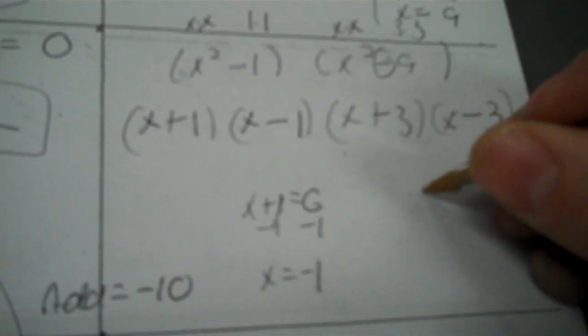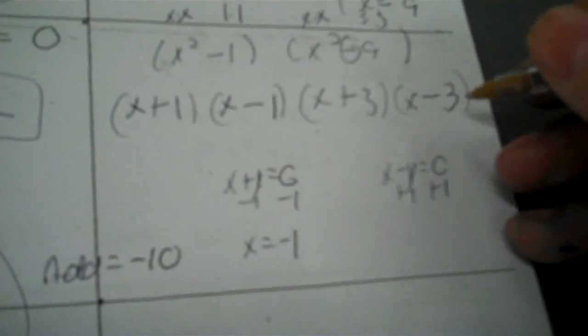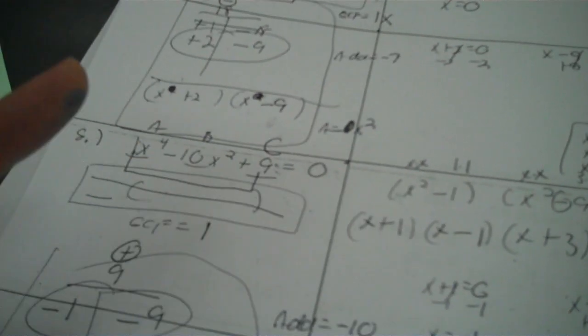Okay, so x plus 1 could equal 0. Minus 1, I get negative 1. The second parentheses, x minus 1 could equal 0. Plus 1, we get 1. X plus 3 could equal 0. You just minus 3, negative 3. And then x minus 3 equals 0, plus 3, positive 3. Okay? All those are roots. They're all real. There's no i's involved. They're all rational. There's no square roots. Okay? You can have i's. You can have square roots. I just didn't on that problem.